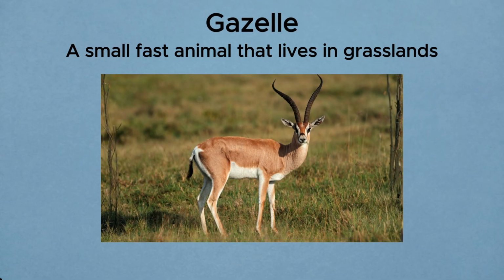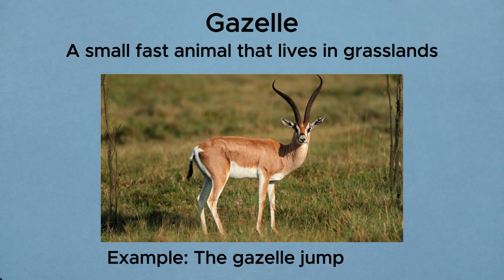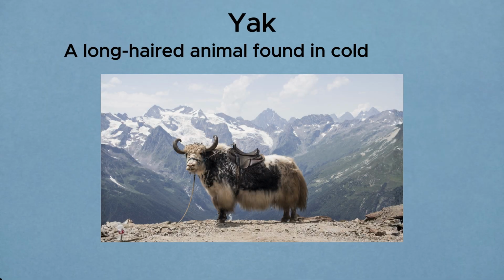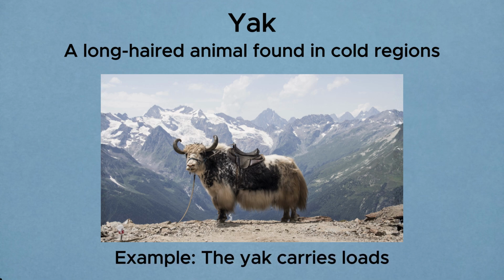Gazelle. A small fast animal that lives in grasslands. Example: the gazelle jumps high. Yak. A long-haired animal found in cold regions. Example: the yak carries loads.